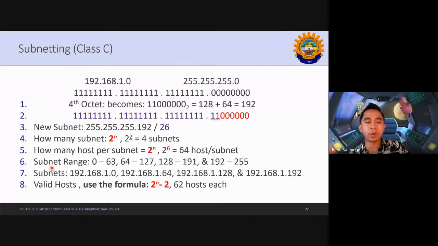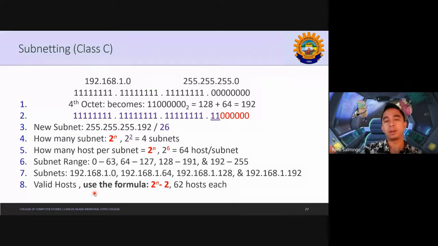After that, you have to create your subnet range. Your first range is from 0 to 63. This is your third octet and this is your fourth octet. Your subnets start at this point, this point, this point, and the last one at this point. And what are the valid hosts? If you compute 64 minus 2, you have 62 hosts on each.